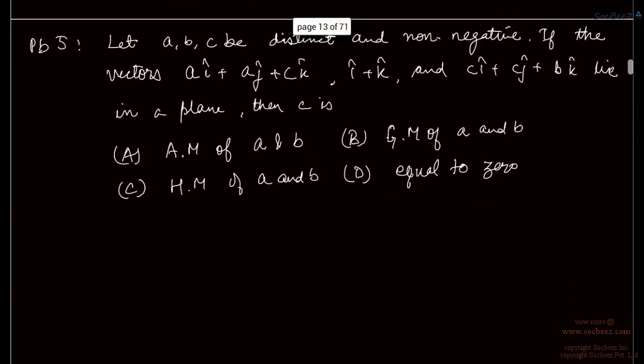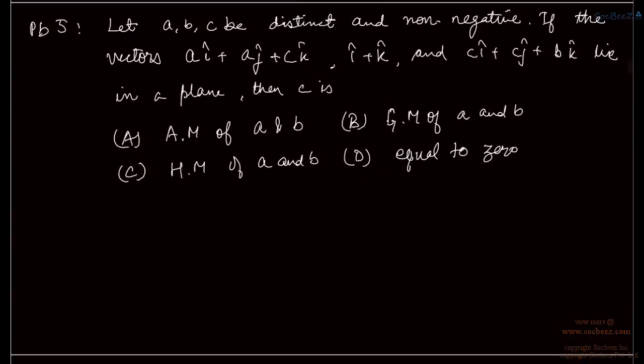Okay, fine. Now moving to the next question. Let a, b, c be distinct and non-negative. Okay, a, b, c are scalars which are non-negative as well as different from each other. If the vectors ai plus aj plus ck, i plus j and ci plus cj plus bk lie in a plane, then c is. See, it is given that all three vectors are coplanar. That means these three vectors must be dependent. So we have this matrix a, c.